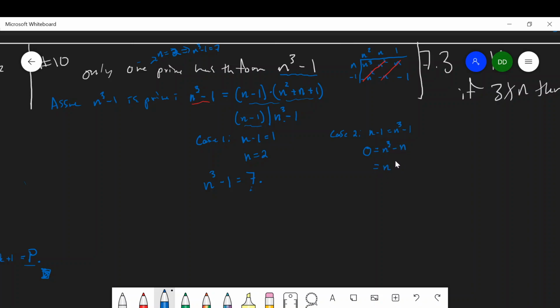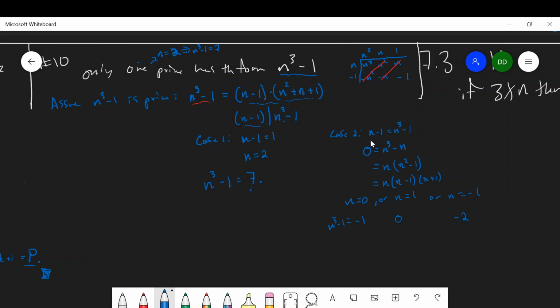N cubed minus n I can factor, n squared minus 1. I can factor that yet again. This is n times n minus 1 times n plus 1, which tells me that n is either 0 or n is 1 or n is negative 1. And let's figure out what n cubed minus 1 is in each of these cases. In this case, n cubed minus 1 would be negative 1, which is not prime. When n is 1, n cubed minus 1 is 0. And when n is negative 1, I get negative 2.